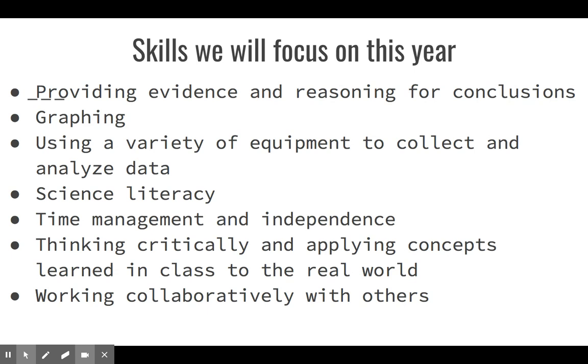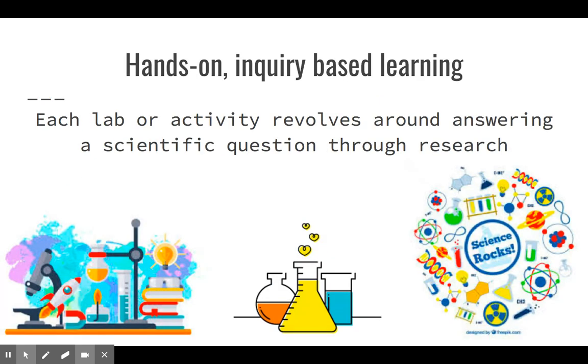Some of the skills we work on this year in science are providing evidence and reasoning for conclusions. We work on graphing. We use a variety of equipment to collect and analyze data. We talk to the kids about science literacy. We work on time management skills as well as independence. We teach them how to think critically and apply concepts learned in class to the real world. So hopefully some of the discussions you have with your child at the dinner table will be making that connection between school and home. And we're also going to work with the kids to partner up and work collaboratively with others as much as we can.